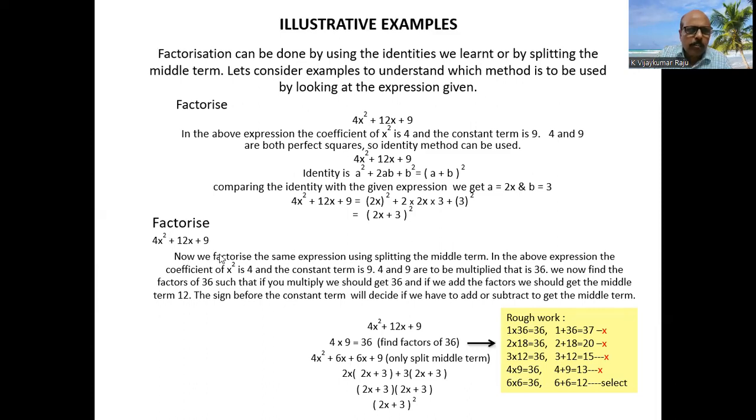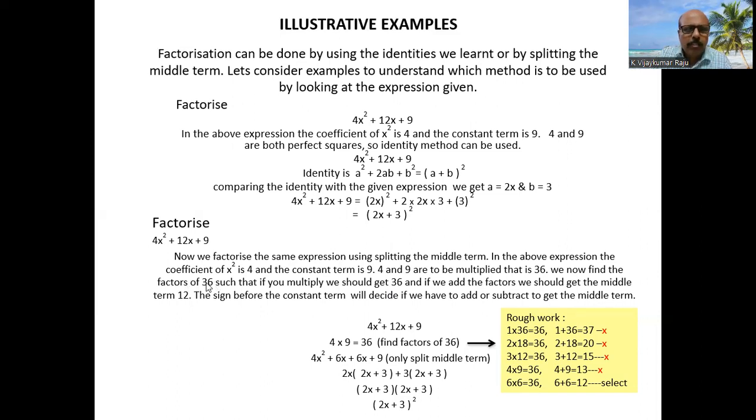So now we factorize the same expression using splitting the middle term. In this expression, the coefficient of x square is 4 and the constant term is 9. Here we first multiply the 4 and 9. The coefficient of x square and the constant term should be multiplied. We get 36. We now find the factors of 36.